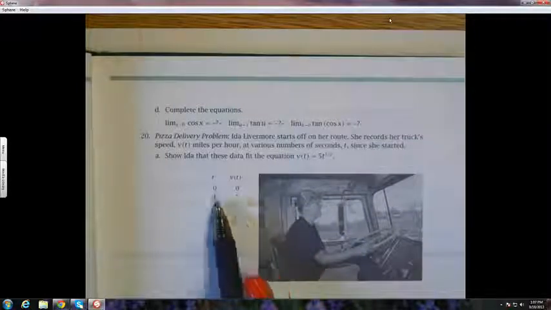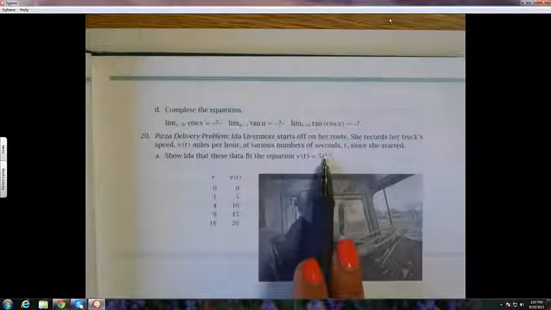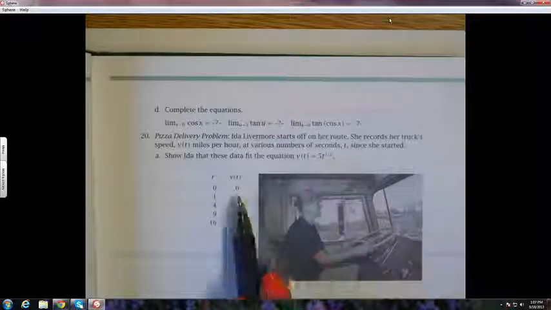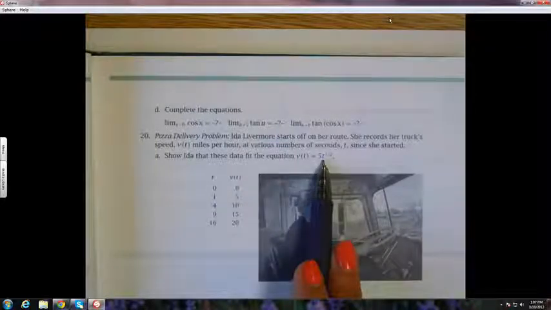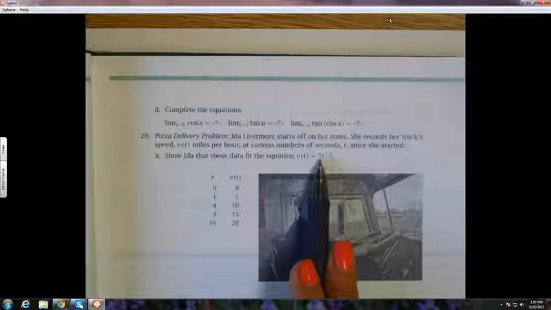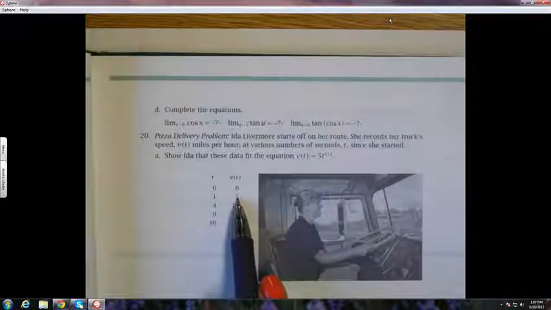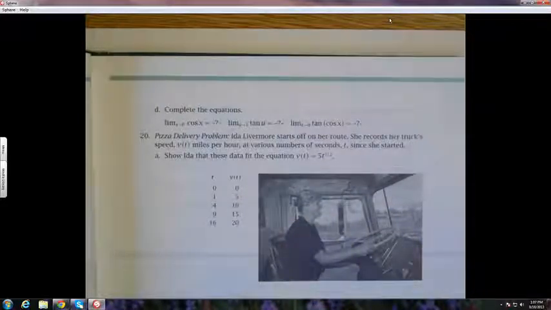So if t is 0, 0 to the 1/2 is 0, 5 times 0 is 0. 1 to the 1/2 is 1 times 5 is 5. That's all they're looking for there. The big calculus stuff is down here in B and C. So B. Well, first of all, let's get the table written down.